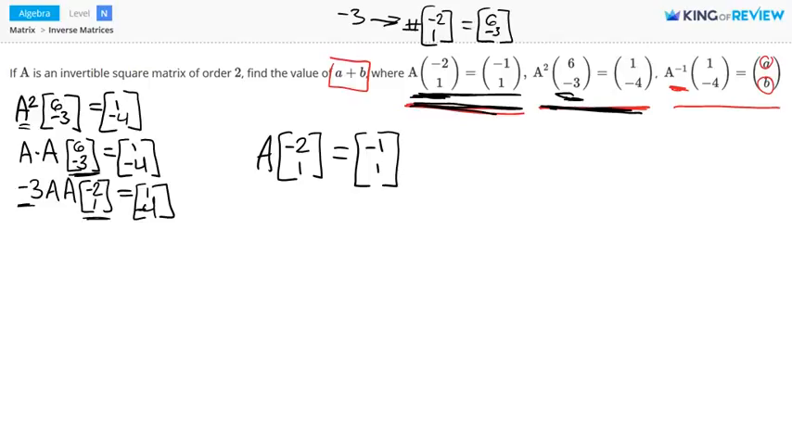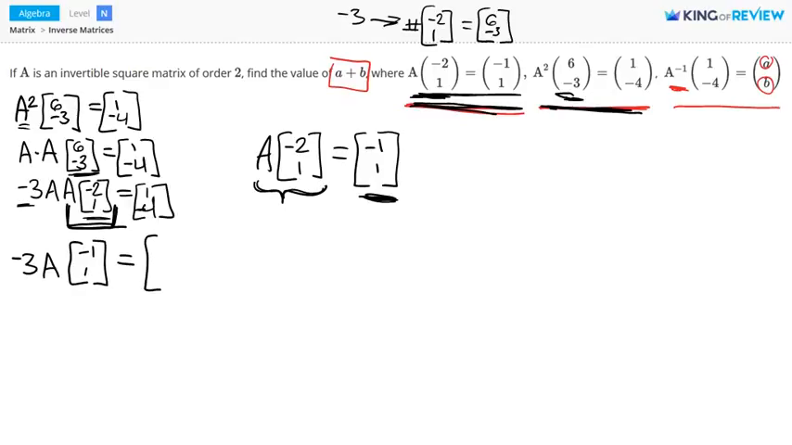So what I want to do is substitute this value in. You can see that this portion here is right here in our equation. So since A times this matrix negative 2, 1 is equal to that, I'm going to substitute this matrix in right here. So I have negative 3 times matrix A, and I'm substituting in this matrix here, negative 1, 1, equals matrix 1, negative 4.